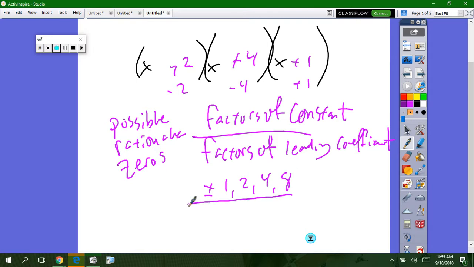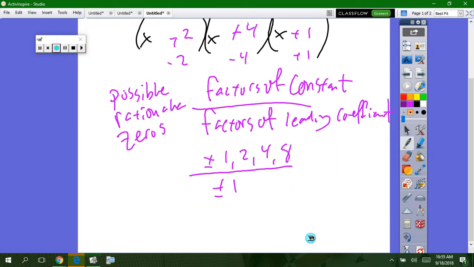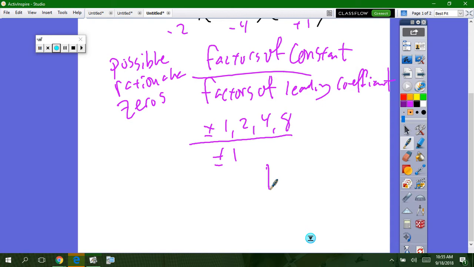What are the factors of our leading coefficient? 1, right? So here are our possibilities for our possible rational zeros. 1 divided by 1 is 1. 2 divided by 1 is 2. 4 divided by 1 is 4. 8 divided by 1 is 8. And then once again, it's plus or minus.